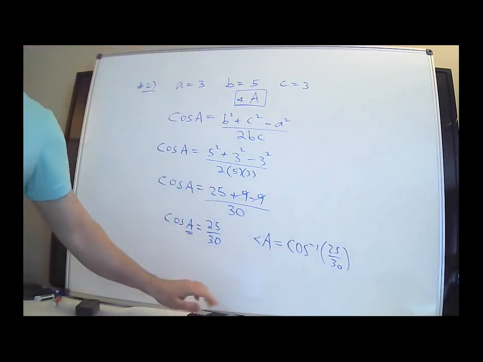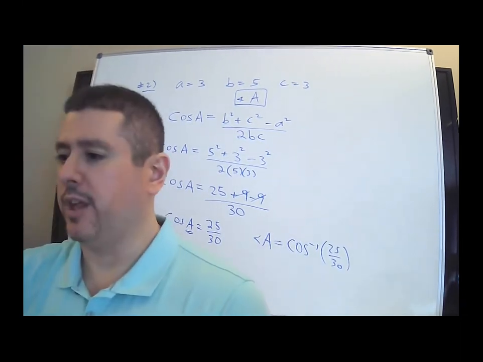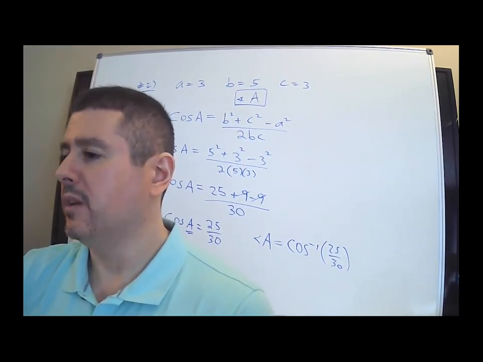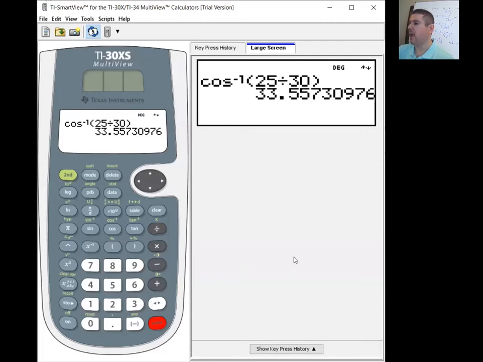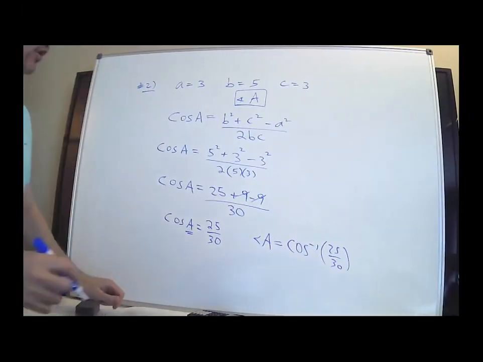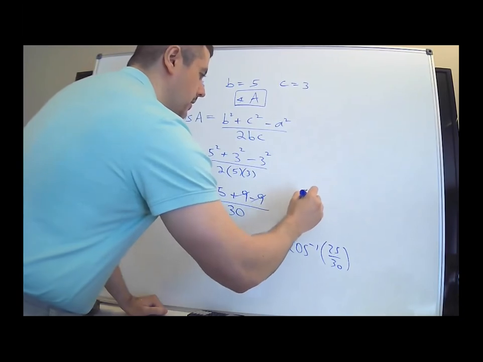I ain't going to leave you hanging. I didn't do it here, but this is why I got the calculator to share on the screen. Even though it's not my favorite calculator. Second cosine, 25 divided by 30. Now I want to point out, this is positive 25 over 30. I didn't get a negative. So this angle is in quad 1. It should be less than 90 degrees. And it is. 33.55, or if you want to round, 33.56. So let's call it 33. I'll put it up here.